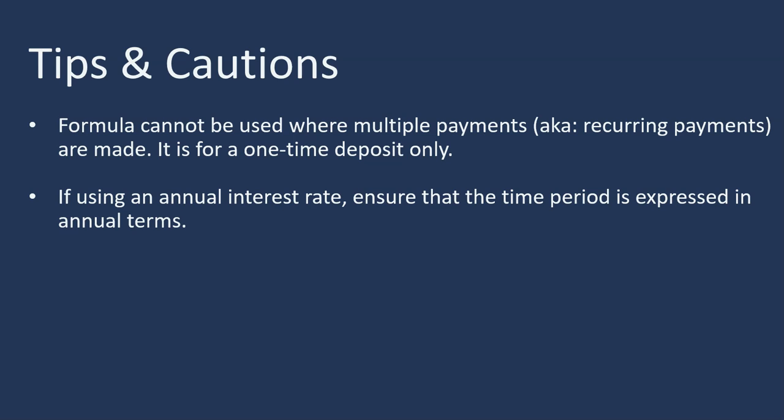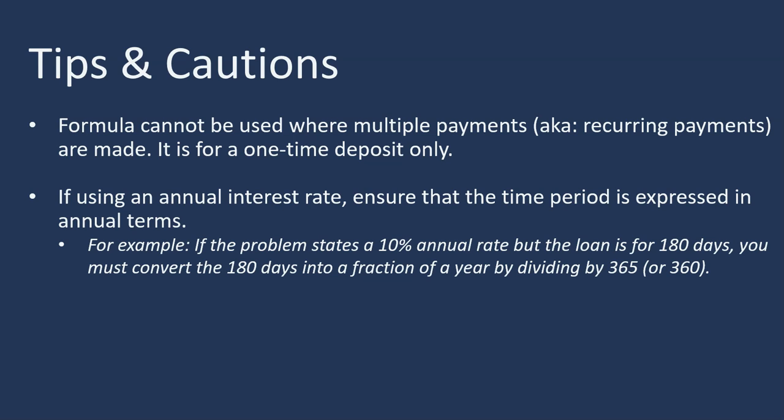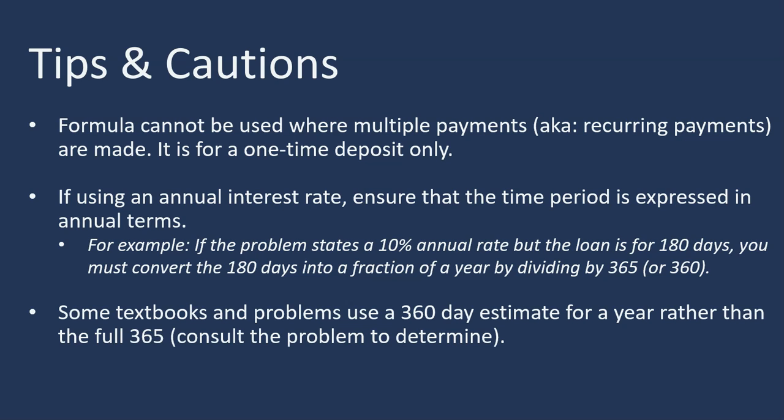A lot of times you'll be given a certain number of days, and you would take 90 days divided by 360 or 365. So another example here, if the problem states a 10% annual rate, but the loan is only for 180 days, you have to convert the 180 days into a fraction of the year, divided by 365 or 360. Speaking of that, some textbooks and problems use a 360-day estimate for a year rather than the full 365, and you'd want to consult the problem to determine which they are using. They just do that to make the math a little more simple and not have a rounding issue at the end.